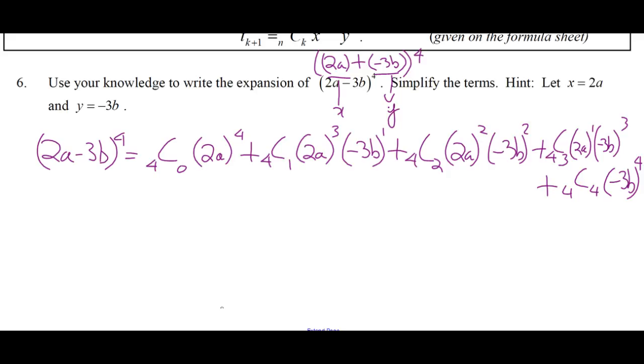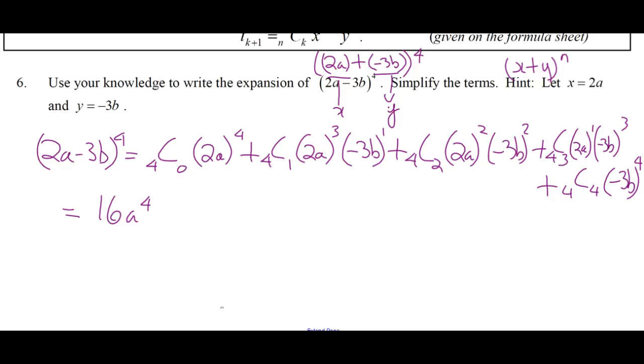So all I do is say, the binomial expansion looks like this. It's x plus y to the n. So I need to rewrite this as something plus something. The first something is your x. The second something is your y. And now we can actually start to work that out. So 4 choose 0 is 1. 2a to the 4th is 1 times 16a to the 4th.